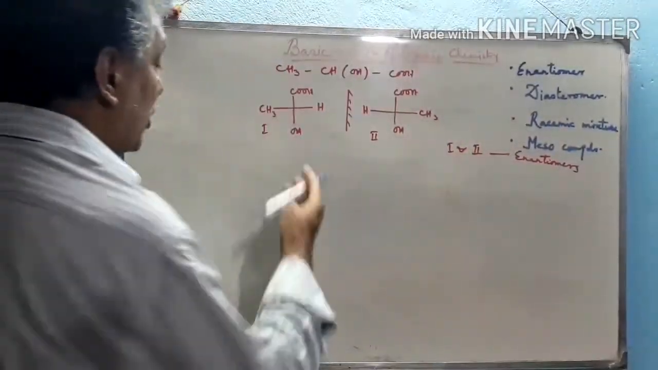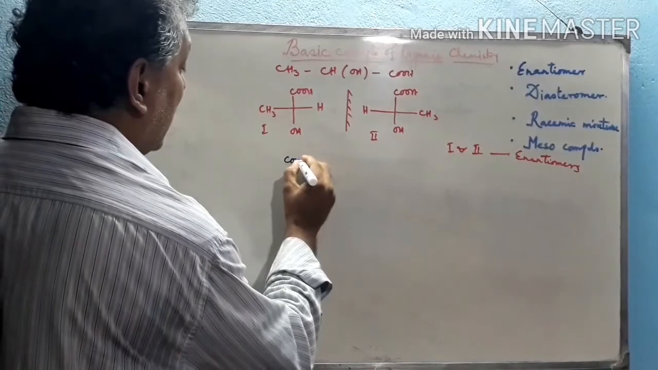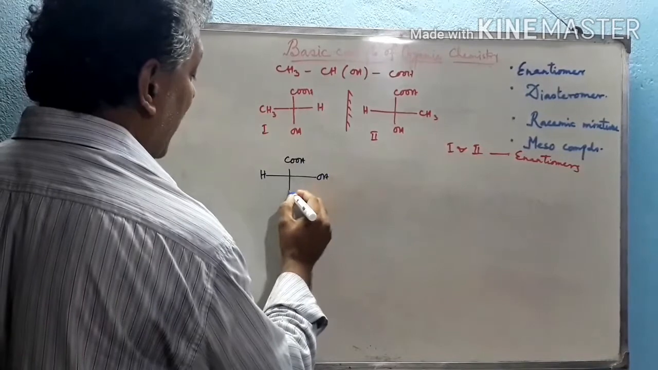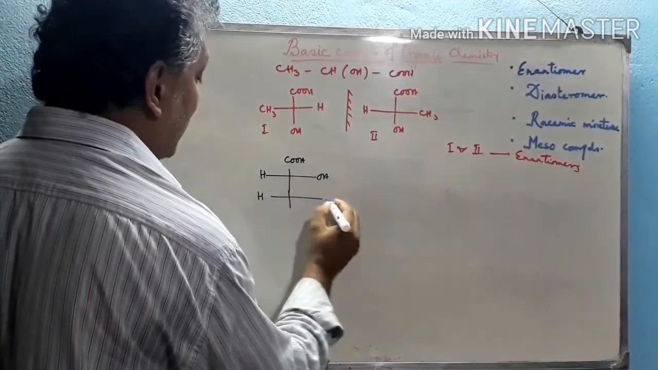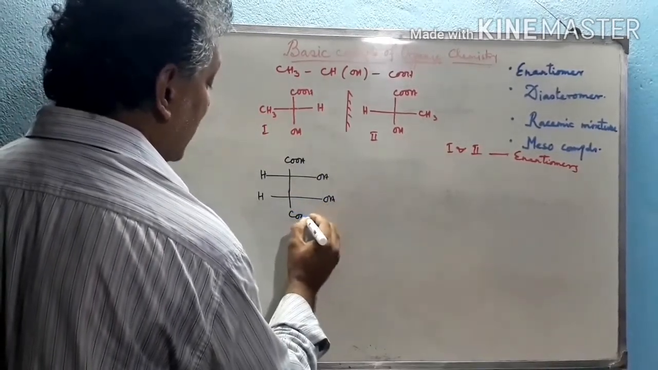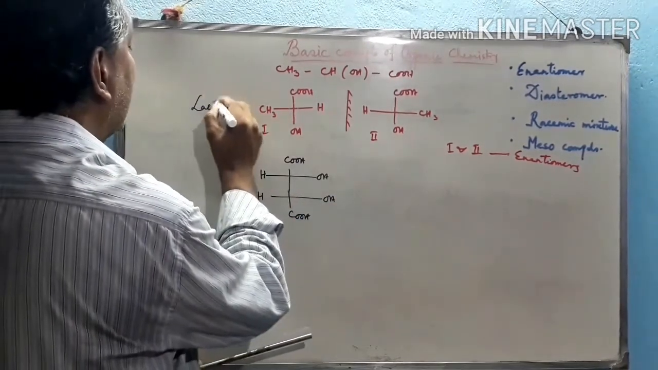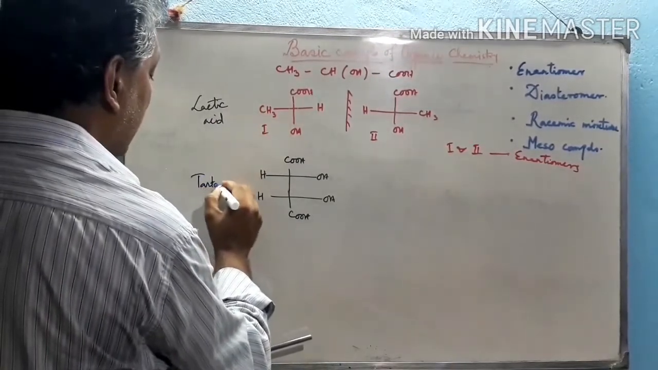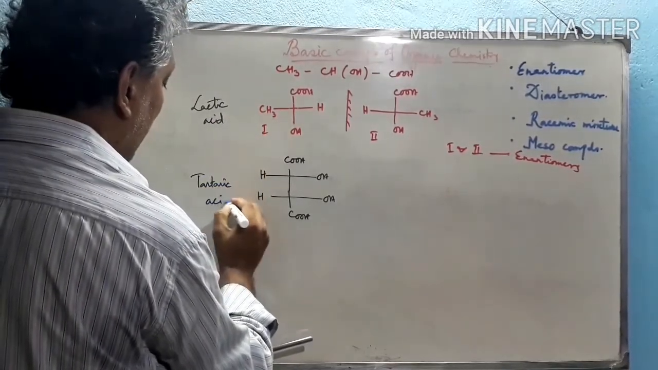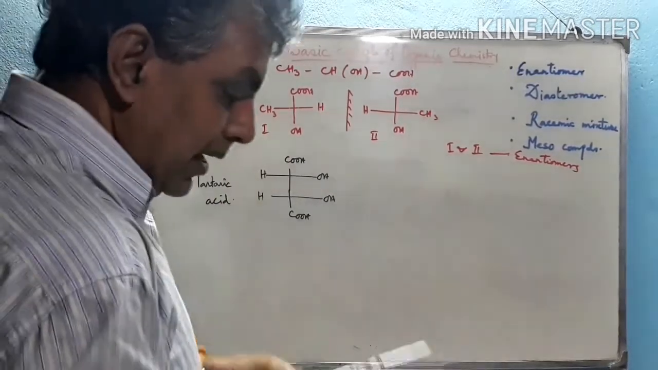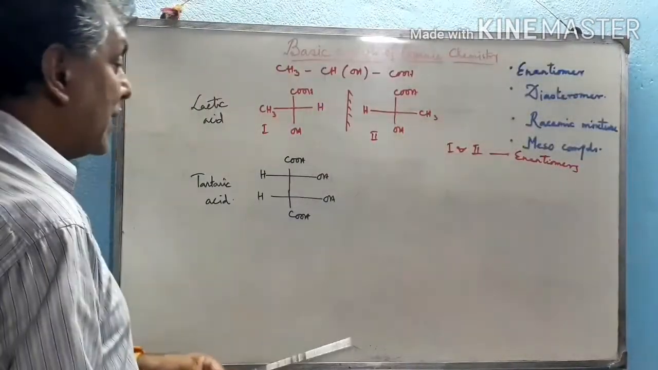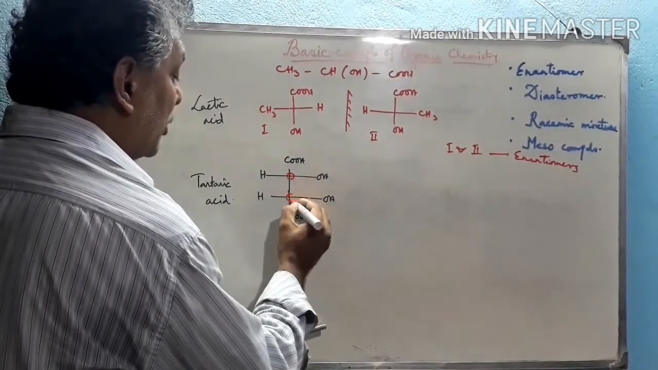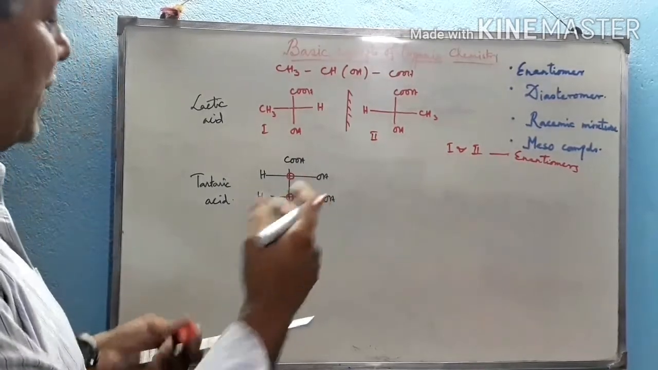Now, if more than one chiral center is present in a compound, like in the case of tartaric acid, a compound containing more than one chiral center, with COOH here. This compound is called lactic acid, and this compound is called tartaric acid. If we see this, two chiral centers are present in this compound. This carbon is chiral, that means maybe optically active. This carbon is also a chiral center, maybe optically active.